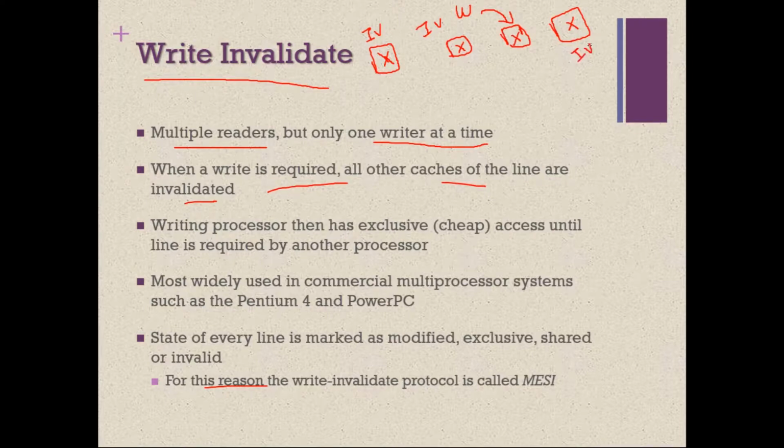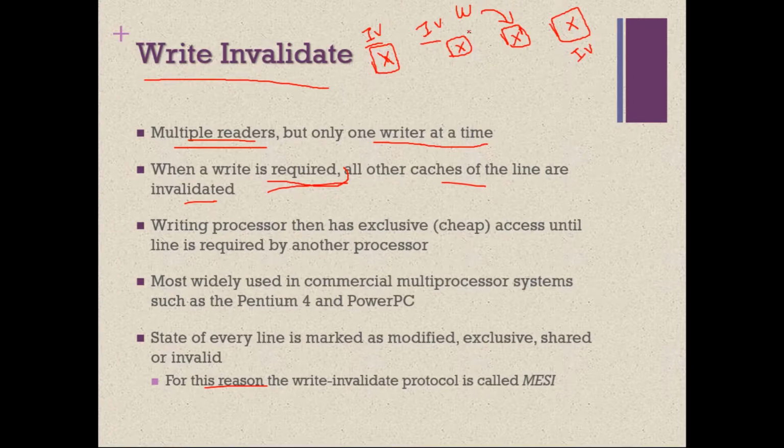Okay, the same thing we did in the directory protocol, but there we used a centralized controller. Here we won't use a centralized controller. How it is going to work, we will discuss in detail later, but as of now just understand this much. In a write invalidate approach, there can be multiple readers but only one writer at a time. When a write is required, all other caches of the line will be invalidated. So before performing the write, everything is invalidated. If X is available in any other processors, all of those copies will be invalidated.